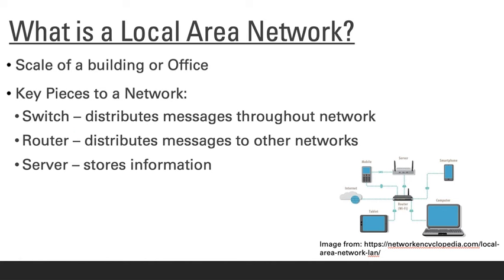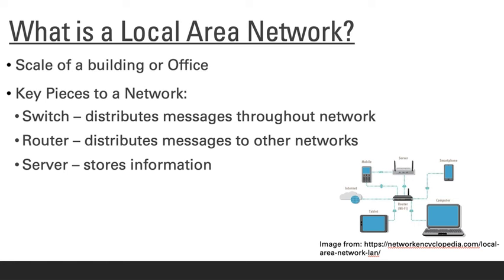Now, let's specifically discuss a local area network. The scale is to an office or a building. There are key pieces to networks. A switch distributes information or messages to other computers using the same exact network. Now, a router is going to be used to distribute information or messages to users not using the same network. For example, if I need to email a parent, this information will be sent via the router. A server stores information.